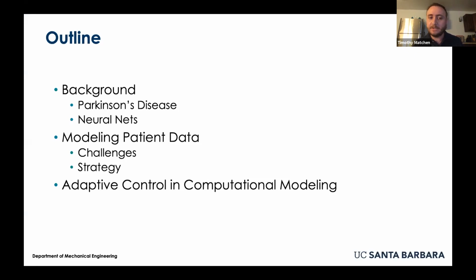From there, I'm going to talk a little bit about actually modeling real patient data. I'm going to talk about some of the challenges, what our objectives are with that, as well as the strategies that we actually use to accomplish that. And then lastly, we're going to look at some attempts that we've made to actually generate adaptive controls for deep brain stimulation using computational modeling.